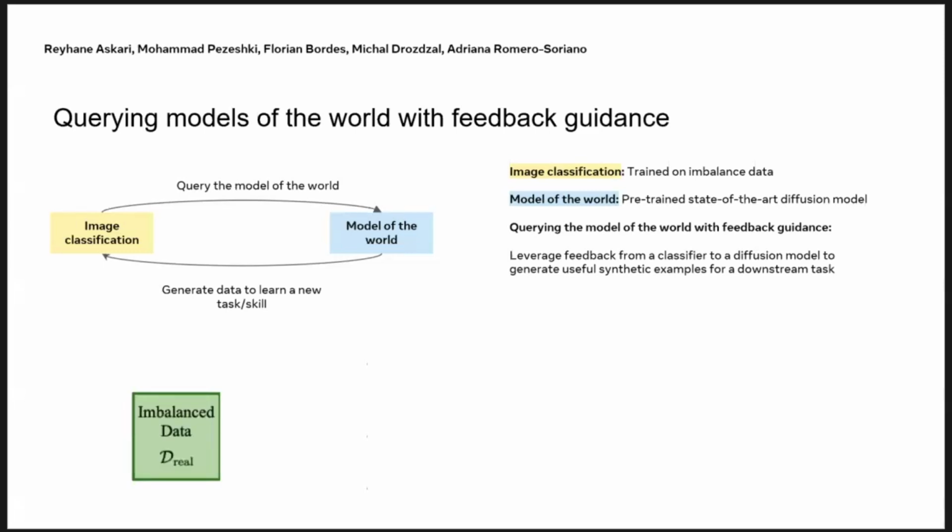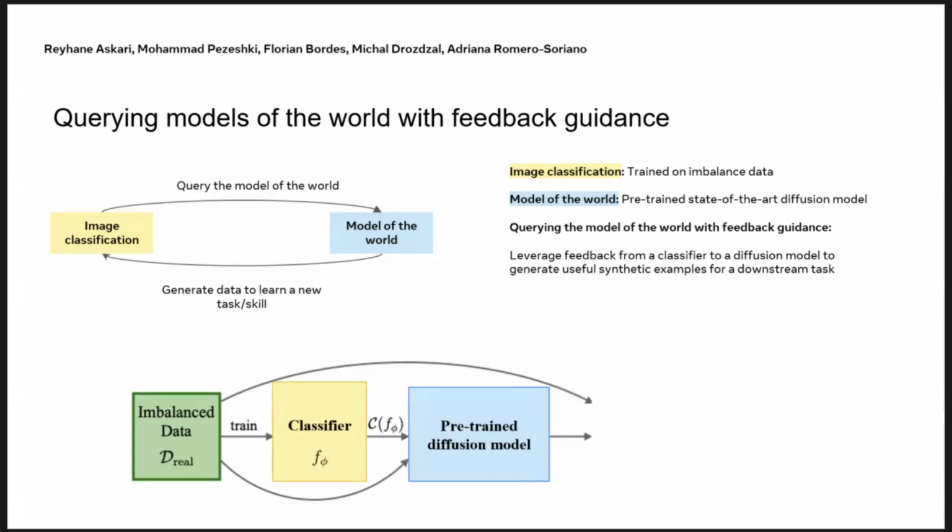So let's see how we do that. We start with an imbalanced real-world data set, and we train an image classification model. Then we leverage a feedback signal from this image classification model. Notably, we use as signal the entropy of this classifier in order to guide the diffusion model to produce samples that are high entropy for the pre-trained classifier. These high entropy samples are considered to be useful, under some definition, for the image classifier being trained.